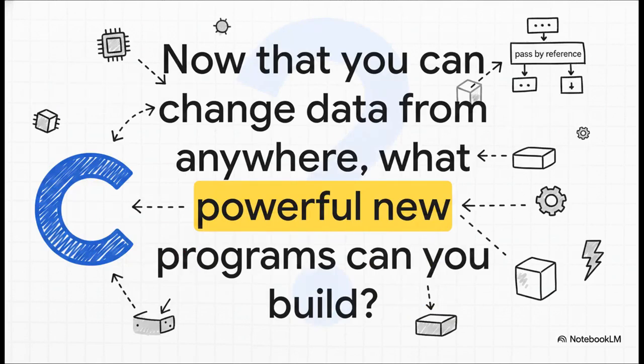So, let's end on this thought. You now know how to give a function a key, a map to a location, that lets it change data anywhere in your program. That's a huge new power. So the question is, what are you going to build with it?